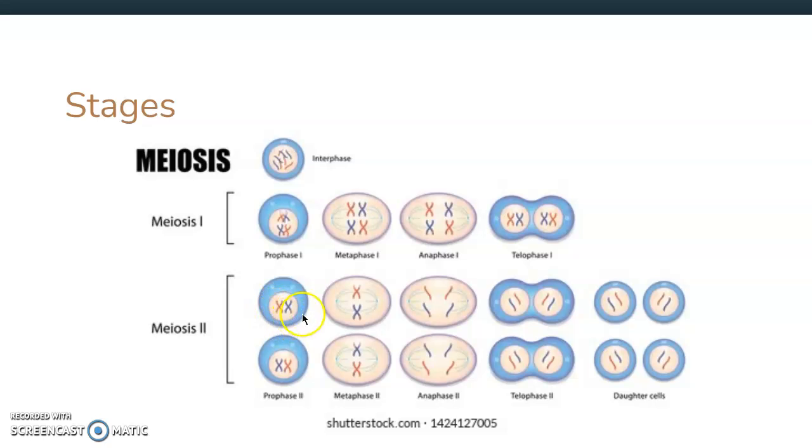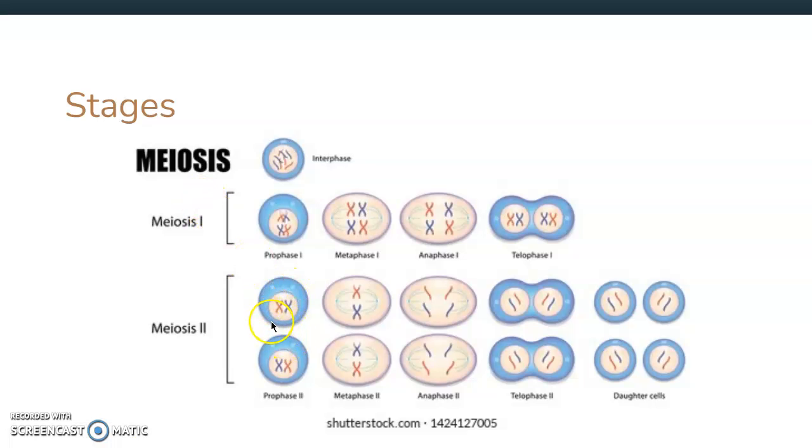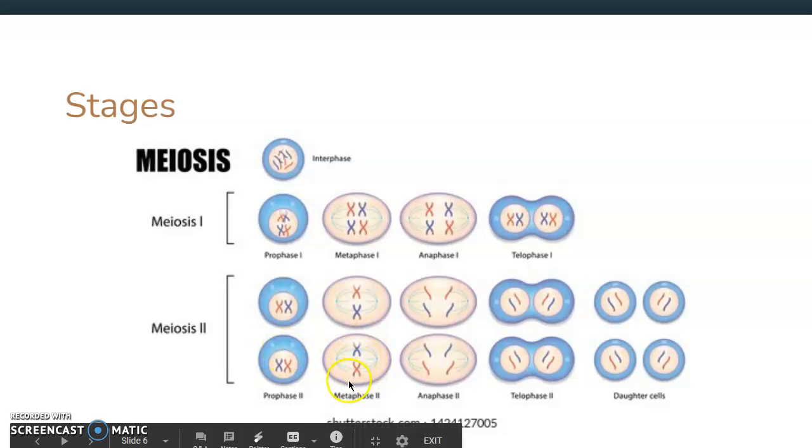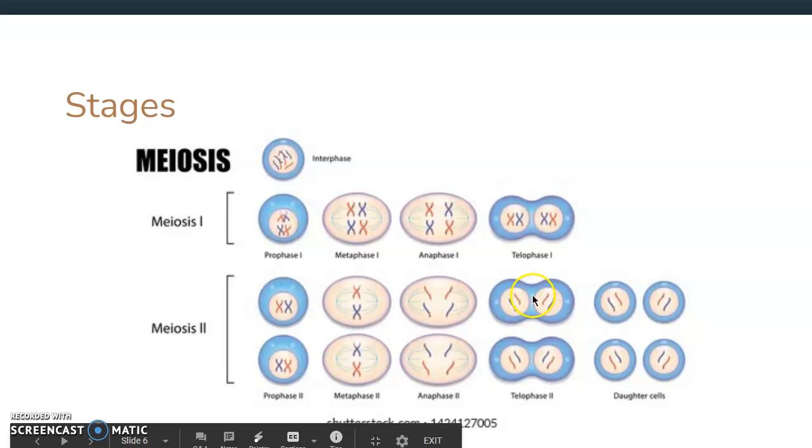Then we have prophase 2, so we have 2 new cells now, and we're going to go through our same steps, but with each cell that was just made from meiosis 1. So in meiosis 2, we have prophase 2, metaphase 2 where they line up in the middle, anaphase 2 where they get pulled away, telophase where we start to see nuclear envelopes and they start to pull apart, and then finally cytokinesis 2 where we have 4 new cells.